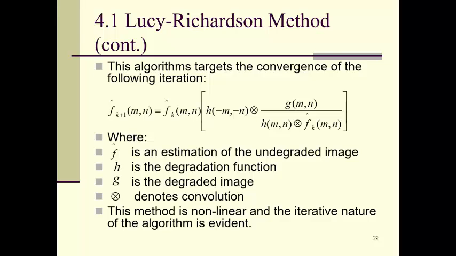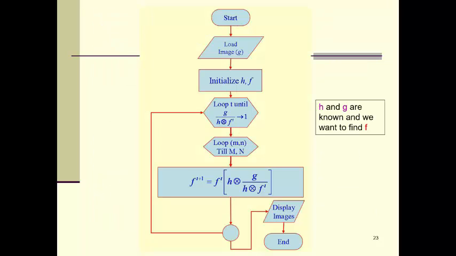So we say that this method is nonlinear, and the iterative nature of the algorithm is evident here. Iterative, since I have k and k plus 1. So actually it is iterative. The current value of f depends on the previous one that is computed. Okay? And this is the flow chart that we have.